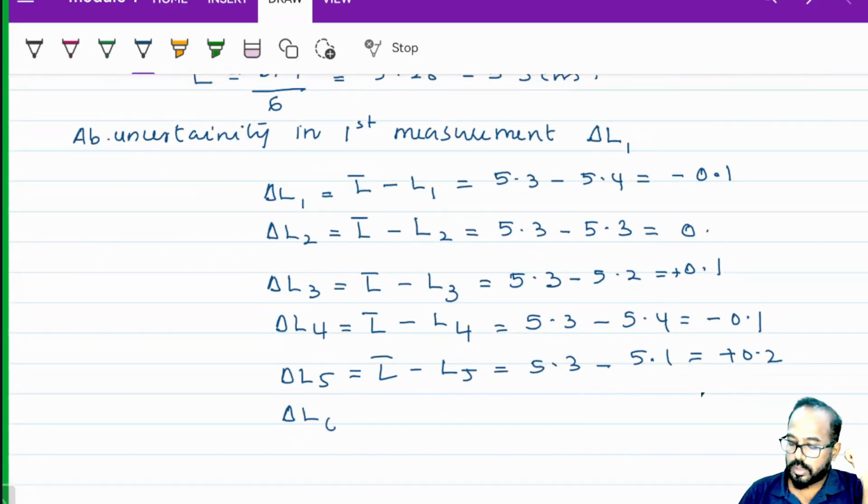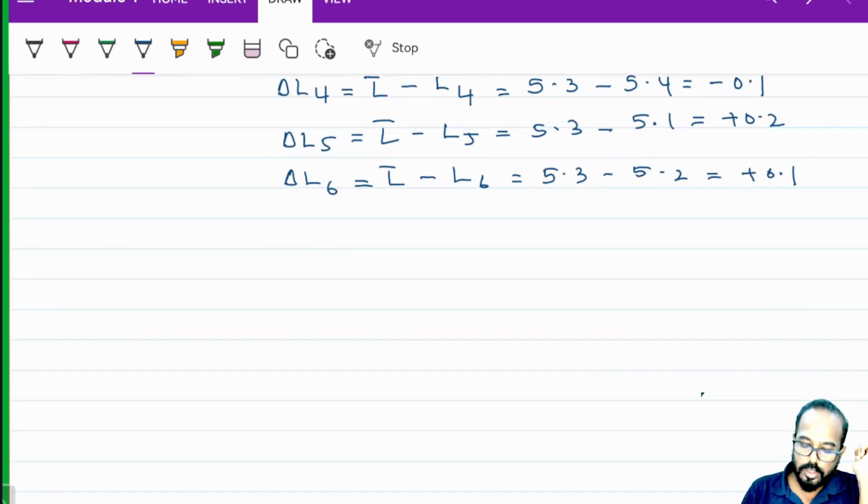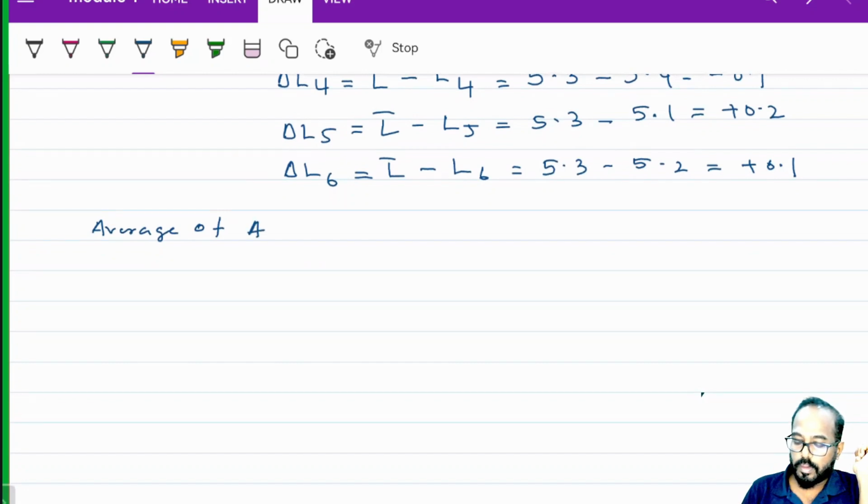Absolute uncertainty in the sixth reading, average value minus sixth measurement, what is that? 5.3 minus 5.2, which is equal to plus 0.1. So you got the absolute uncertainty in each measurement. Now you need to take the average of these absolute uncertainties.